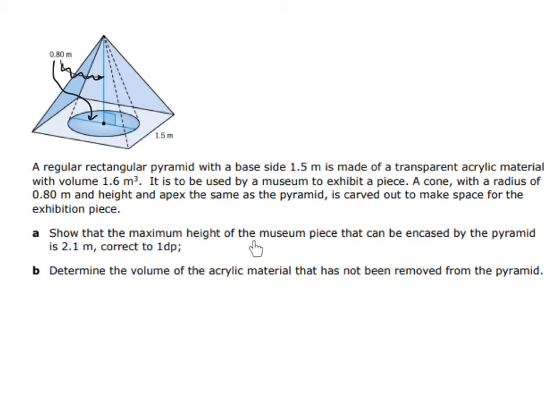So part 1 says show that, which means you need to show some work. Show that the maximum height of the museum piece that can be encased by the pyramid is 2.1 meters, correct to 1 decimal place. Since we were given the volume, we're going to use our volume formula. The volume of a pyramid is 1/3 the area of the base times the height. So in this case, that's 1/3 times 1.5 squared times the height, and we're given the volume is 1.6 cubic meters.